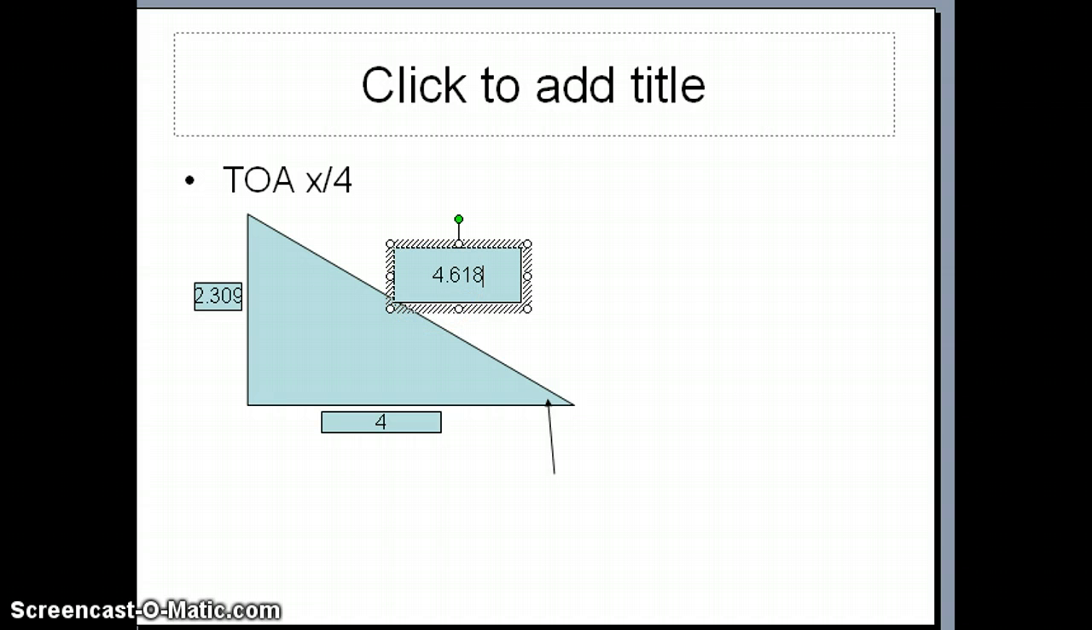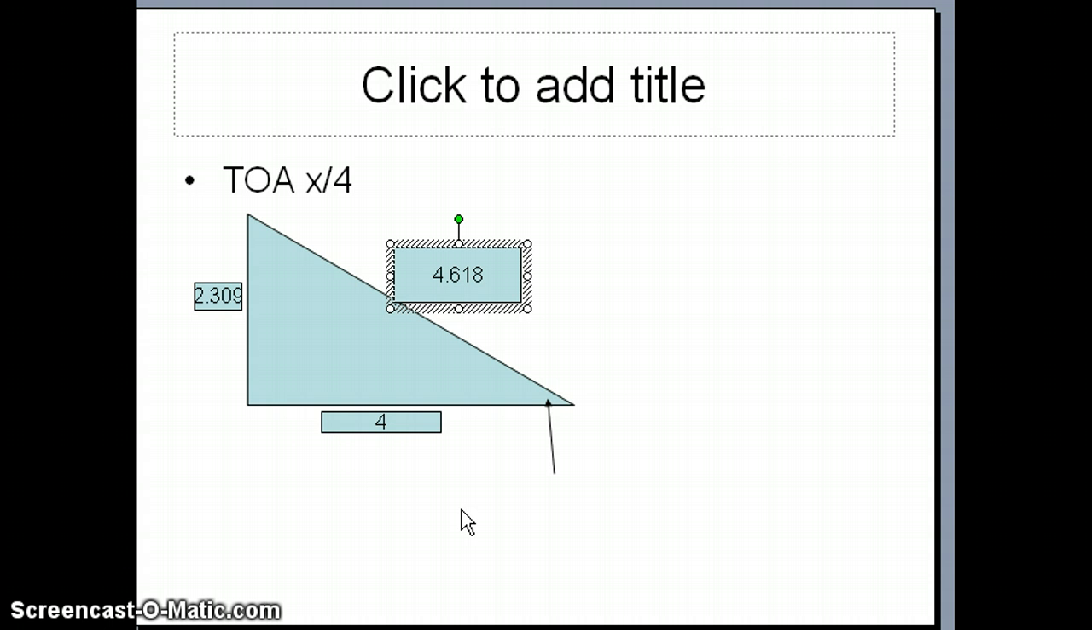Now if you look at your theorems, you can see that the triangle inequality theorem is still true. 4 plus 2.309 is greater than 4.618. So therefore, it is a triangle. In order to make it a right triangle, it has to satisfy the Pythagorean equation, which we used, so it does. Now, one last thing to check.